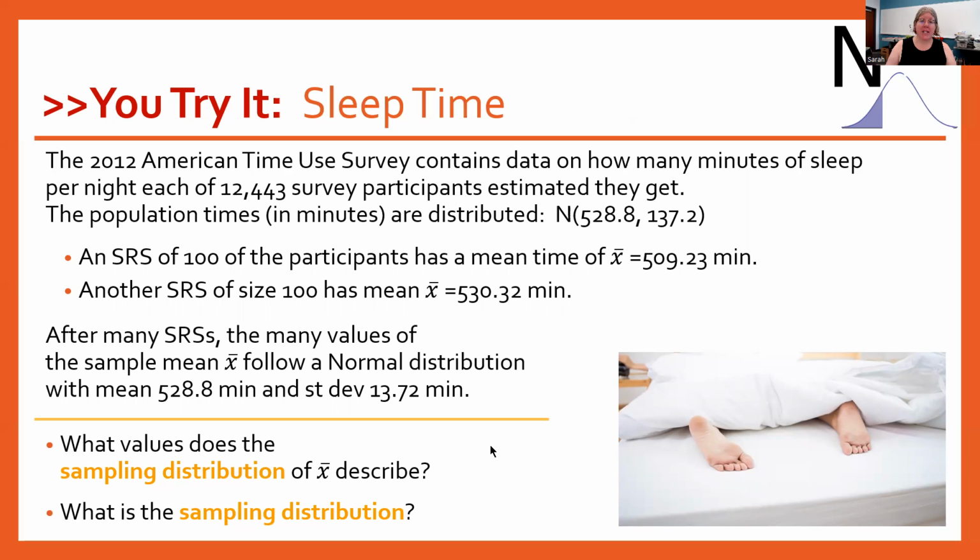So what values does the sampling distribution of X bar describe? It's going to describe the average sleep time for the 100 individuals in each sample that was polled. And then our sampling distribution here is normal, 528.8 and 13.72. So we originally had 137.2, now we have 13.72. And they got there by dividing by the square root of 100. The square root of 100 is 10, and when we divide by that, now my sampling distribution has a much smaller standard deviation.